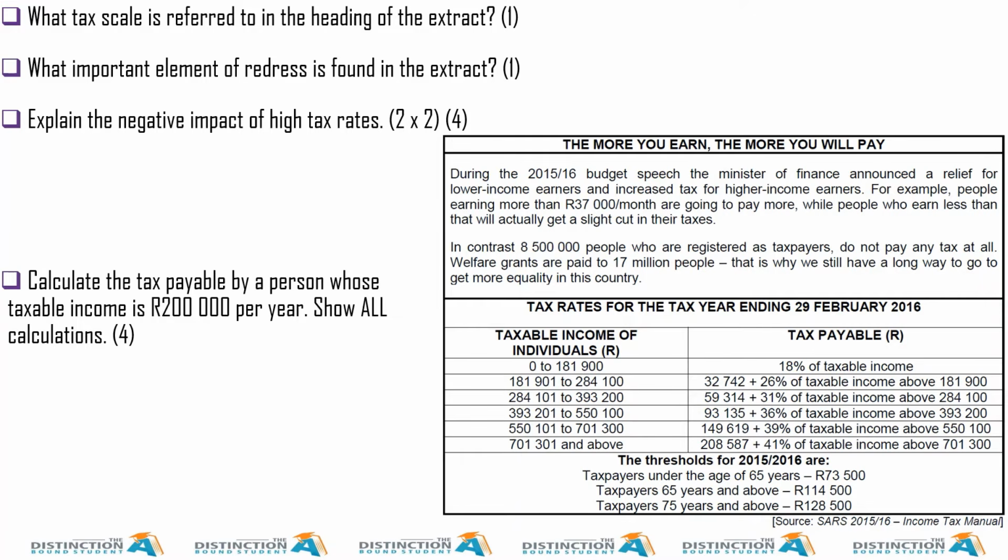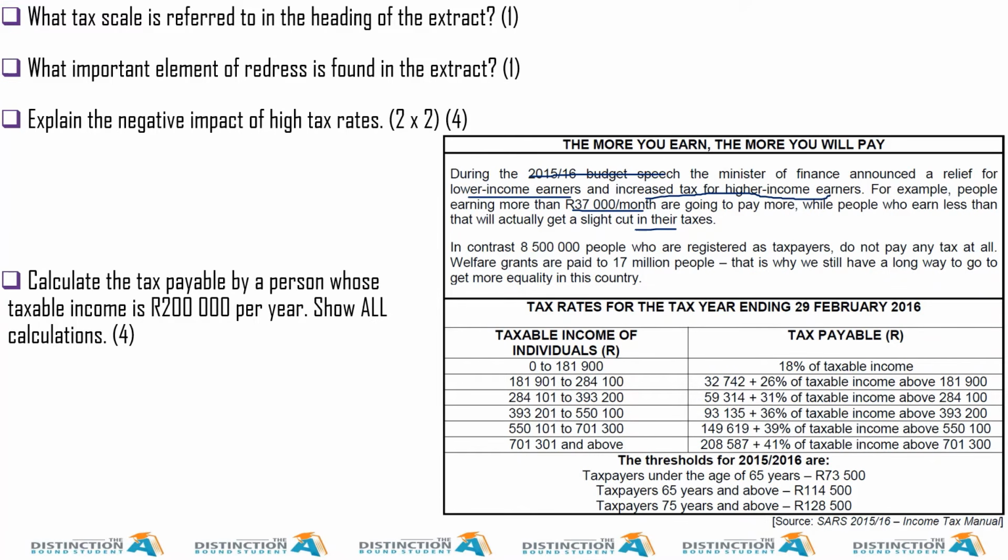The next one: study the table below and answer the questions that follow. During 2015-16, again you see it's for 2 years, the Minister of Finance announced a relief for lower income earners. This is progressive, and an increase in tax for high income earners. For example, people earning more than 37,000 a month are going to pay more, while people who earn less than that will actually get a slight cut in their taxes. Government does this to try and bridge the gap. Do you remember that other question where I said I really applaud the South African government for this because it tries to bridge the gap?